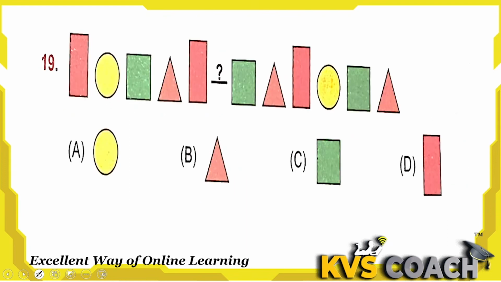Okay. Next is, look, rectangle, circle, then again the green rectangle, then red triangle. Look, the pattern has stopped here because again now rectangle is repeating. So rectangle, circle, square, triangle. Here rectangle, then what will be after that? That is circle, yellow circle. Then again square, triangle. Then again rectangle, circle, square, triangle. So it means here the circle is missing. Yellow. A is the right answer here.